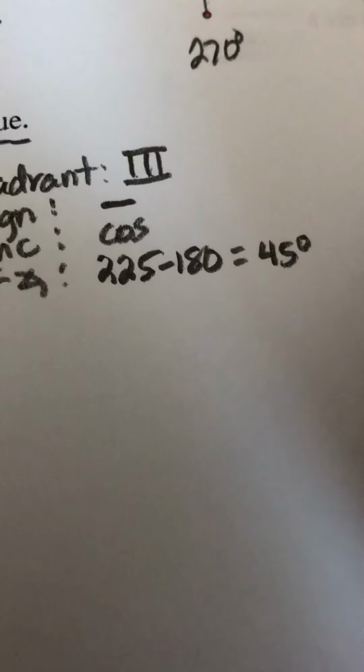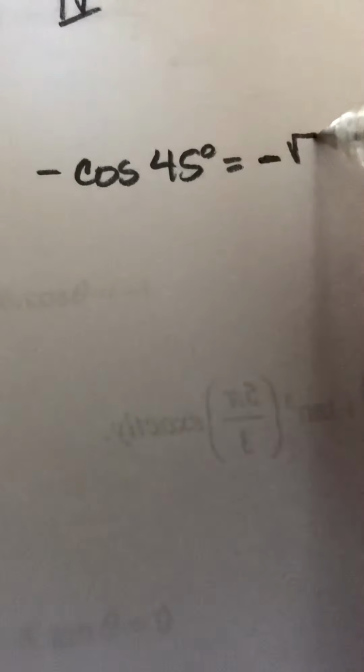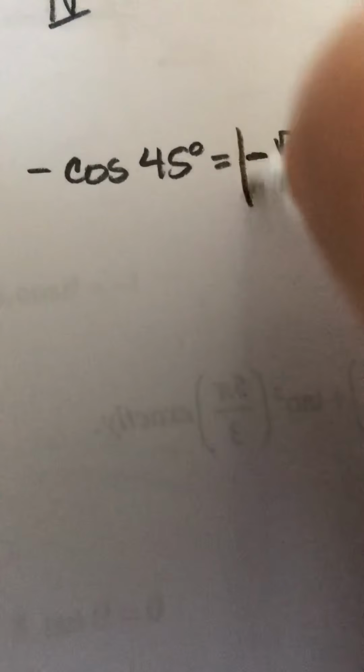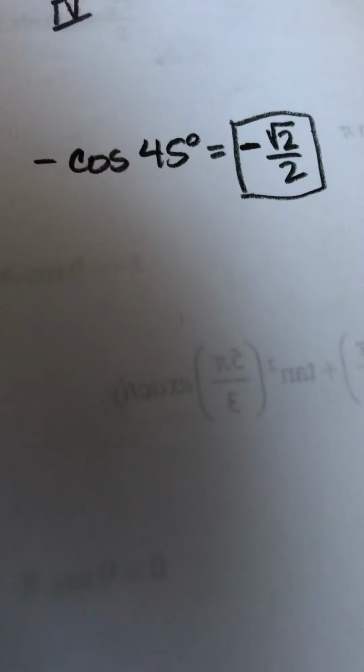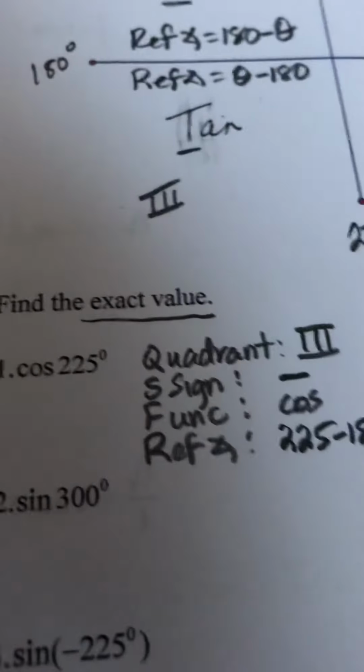So to summarize what this question's really asking, we take our sign, our function, and our reference angle. We have to evaluate negative cosine of 45. So it's going to be negative times whatever the cosine of 45 degrees is. We go back to our chart, we look at the cosine of 45 and see that it's radical 2 over 2. So that's our answer, negative radical 2 over 2. Okay, let's do another one.